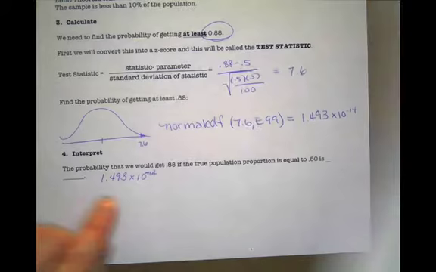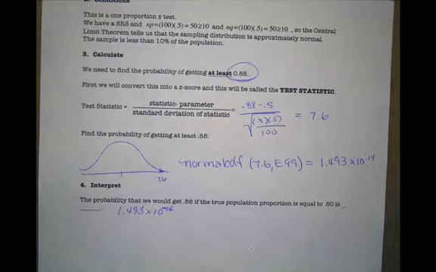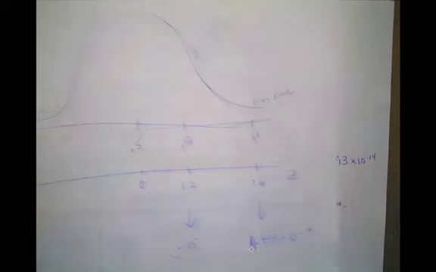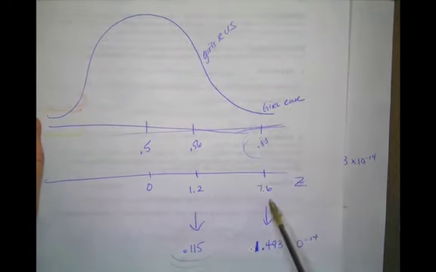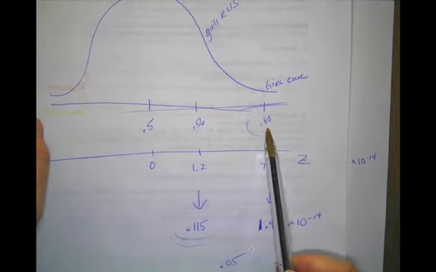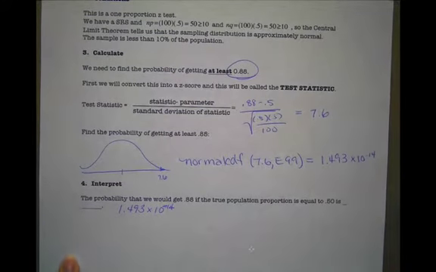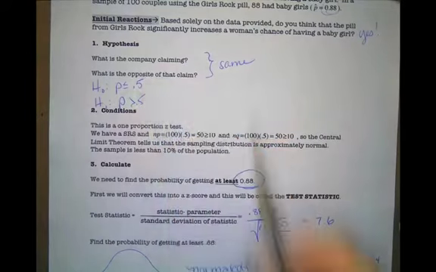However, with the other one, the Girls Rock, I get a very small probability. It is so unlikely to get 0.88. It has an unusual z-score. It has a very unusual probability. It's so unlikely to get 0.88 if the true proportion is actually 0.5. So therefore, I don't think that the true proportion is 0.5 anymore.